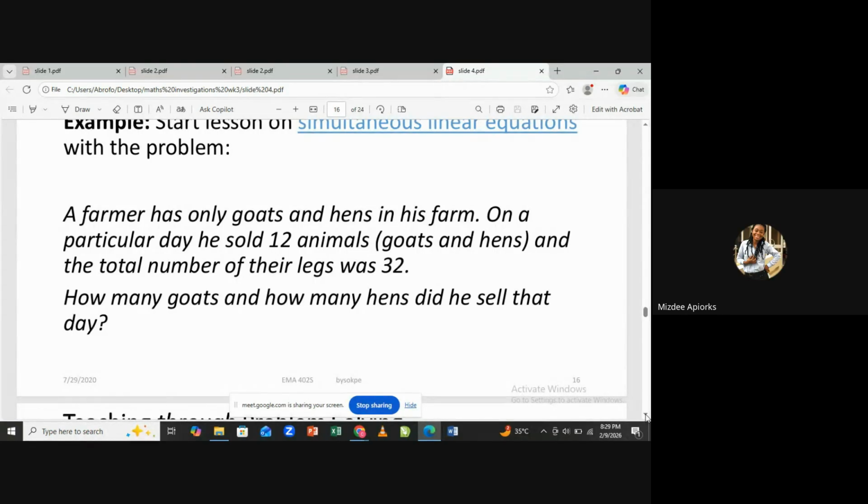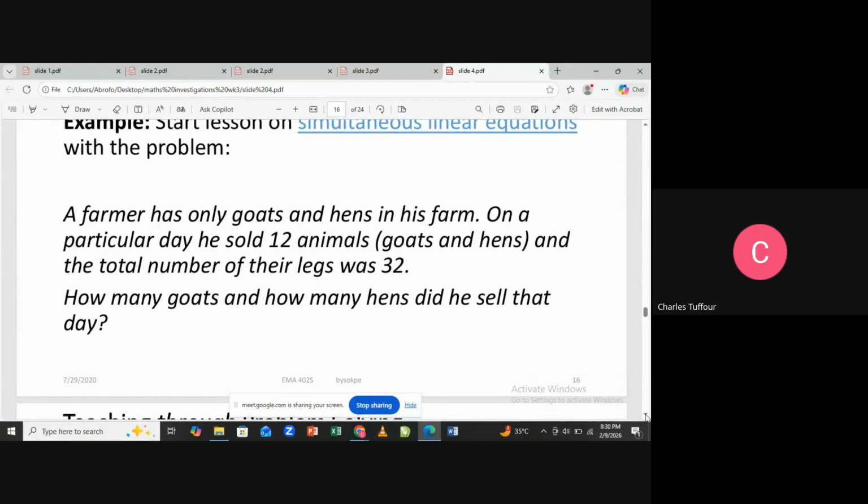A farmer has only goats and hens in his farm. On a particular day, he sold 12 animals, goats and hens. And the total number of their legs was 32. How many goats and how many hens did he sell that day? Thank you. So this is a typical example.